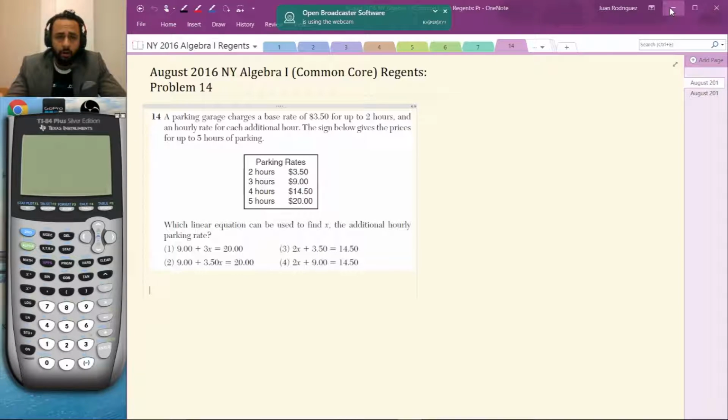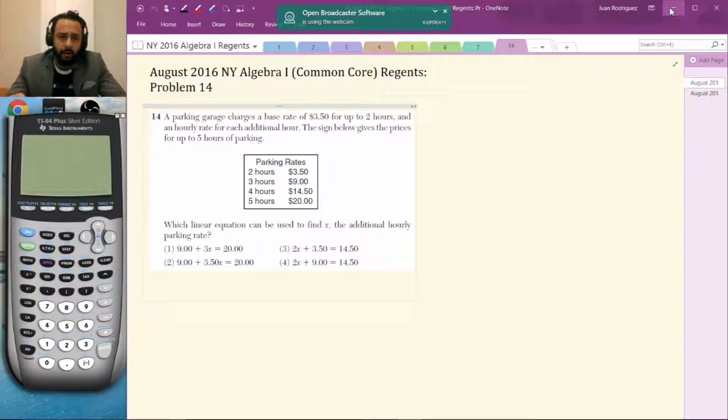Today we are working on the August 2016 New York Algebra 1 Common Core Regents exam, problem number 14. If you want to access these exams anywhere in the world, go to nysedregents.org. Click on the appropriate tabs, and all the tests are freely available there.